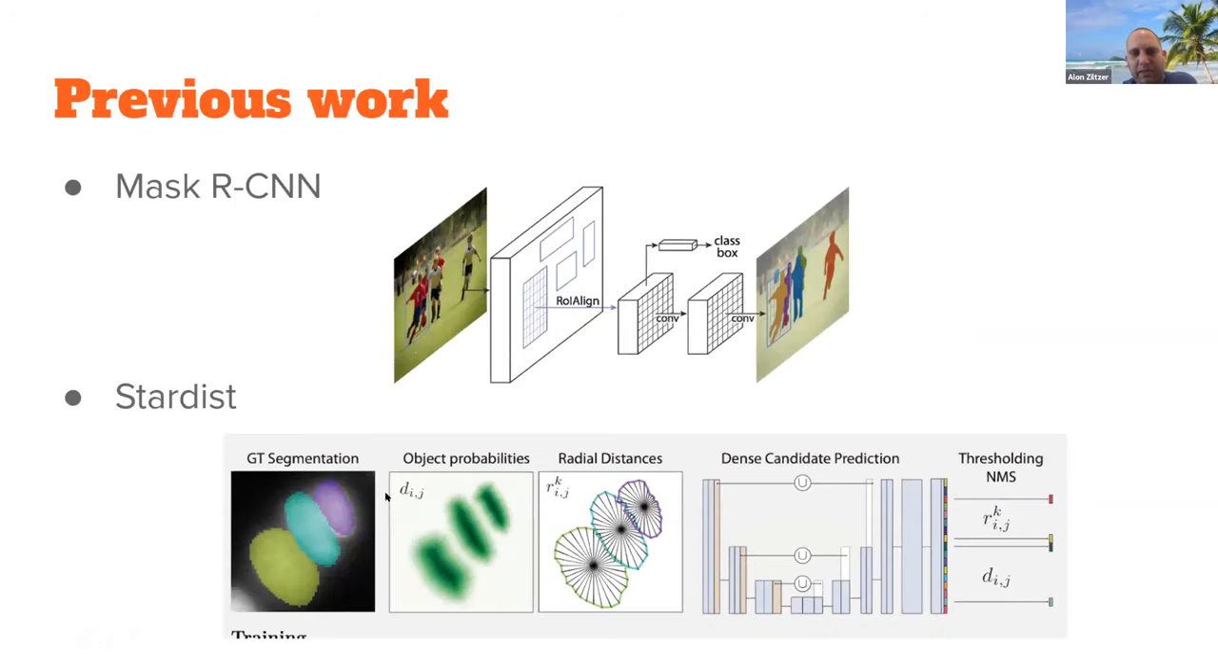Previous work: Cellpose compared against Mask R-CNN, which Alina talked about, so I will not talk about it again. And StarDist, which is another method, doing some sort of feature extraction, calculating the object probability and radial distance, and then using a convolutional network to get the mask. So this helps us compare against these two methods.